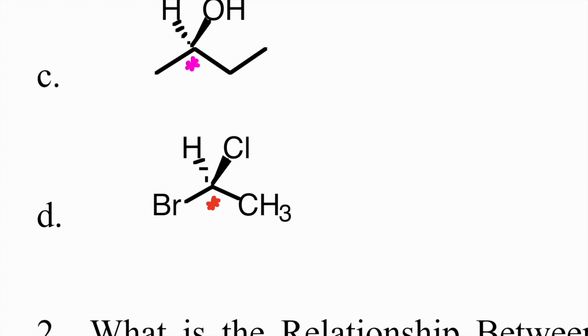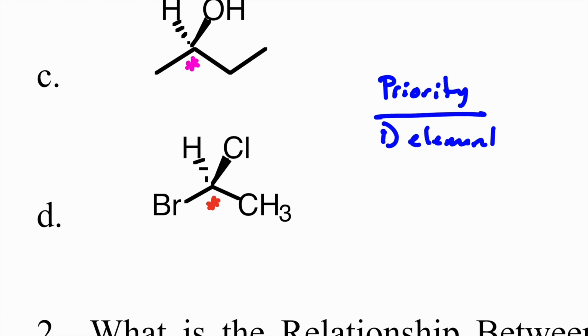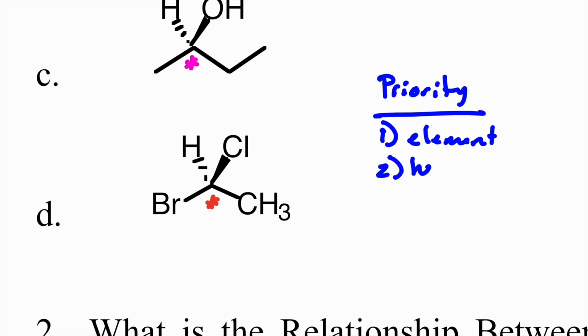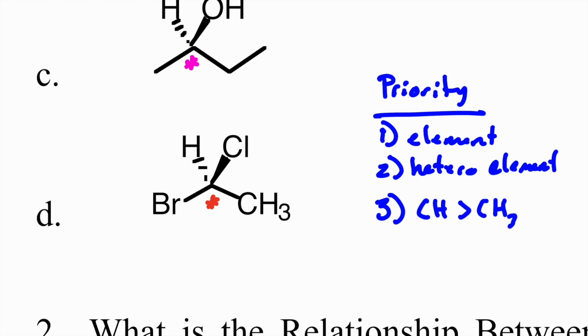Let's talk about our priorities one more time, and I'm going to kind of copy and paste this around as I go. The priorities, simply put: an element will always be number 1. Number 2, any kind of heteroatom or heteroelement. And lastly, as always, if we start having just carbons, we're going to take the more substituted carbons as we go.